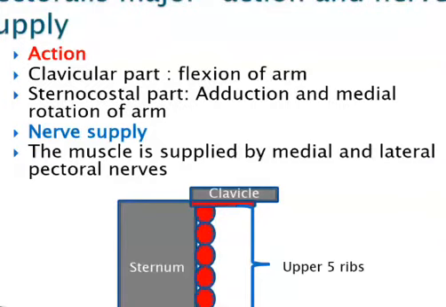Coming to action and nerve supply, the action of clavicular part is flexion of the arm, and the action of sternocostal part is adduction and medial rotation of arm. The nerve supply of this muscle is medial and lateral pectoral nerves. In the picture you can see the sternum and also clavicle. It arises from medial part of clavicle, then from the sternum, and also from upper five ribs. So that is the origin of pectoralis major muscle.